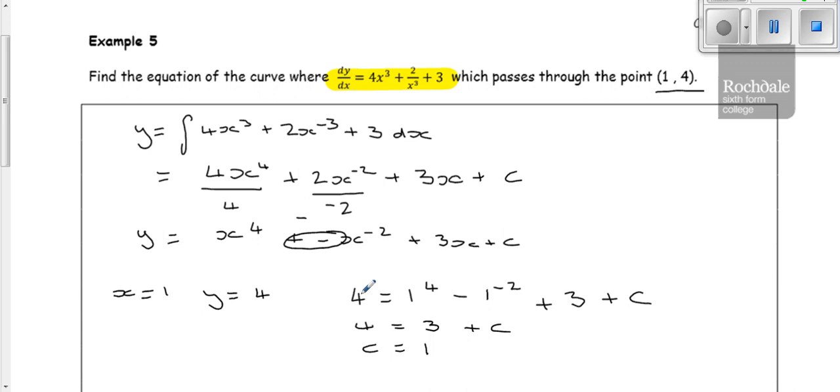Make sure you finish your answer, because you've been asked to find the equation. Okay, so we haven't actually written down what the equation is yet. So the equation is y equals all of this, but instead of c, we've got 1. So we've found the particular solution, and that is, that's a minus sign, that is when x equals 1 and y equals 4. And that's our final answer.